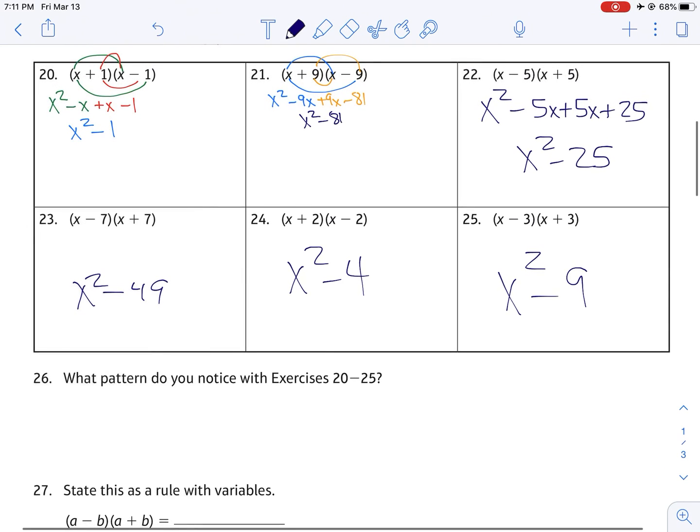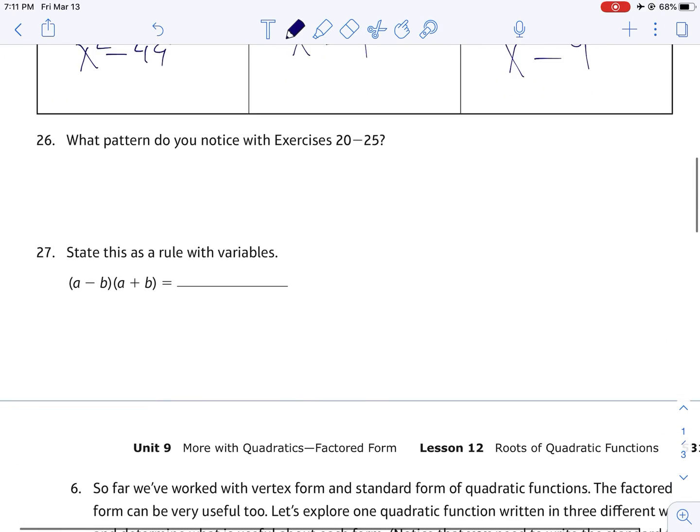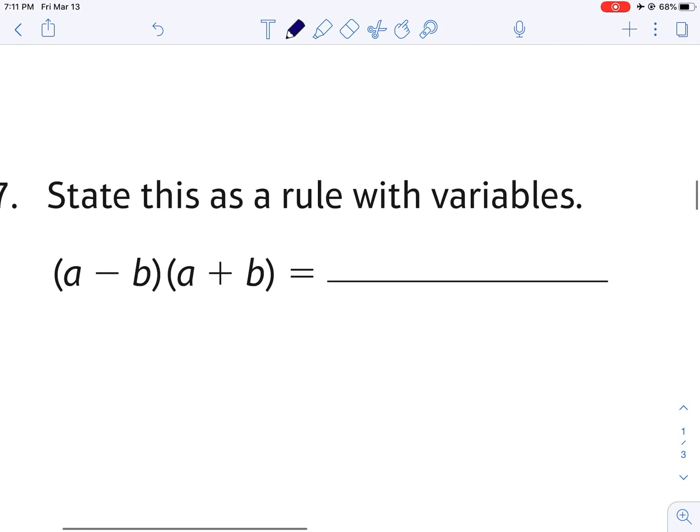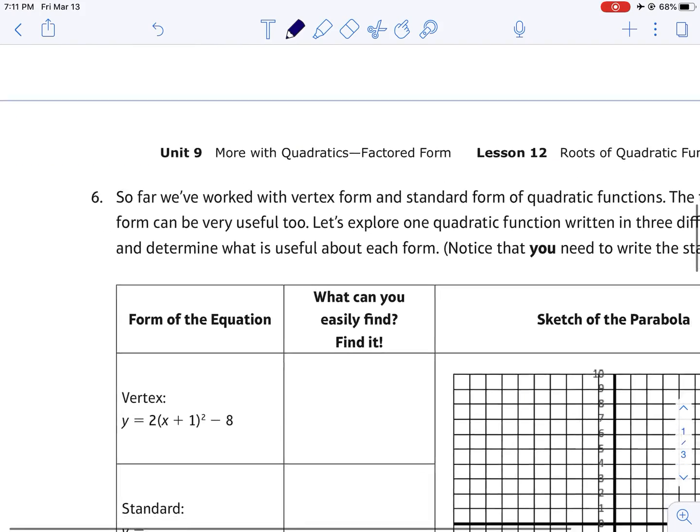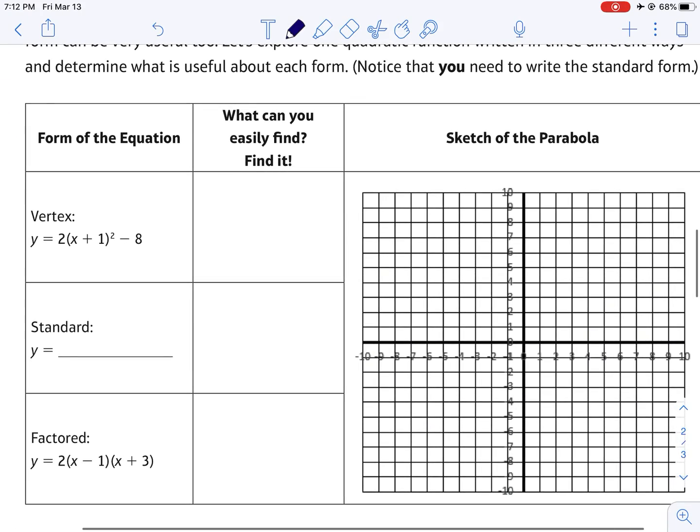If you notice, every time you did it, you would have a squared for the first term, a squared for the second term, and you'd have a minus in between. The middle terms always cancel each other out when these problems are like this. So the rule is: if you have the first one squared, the last one squared, and a minus sign in between. Good.